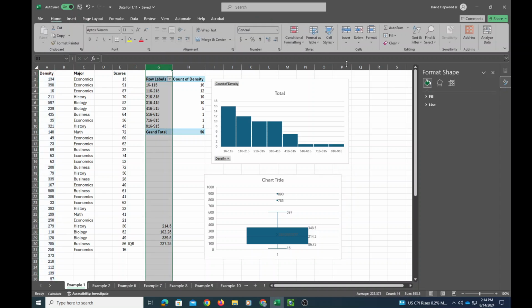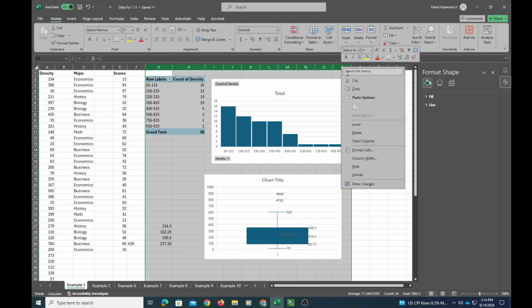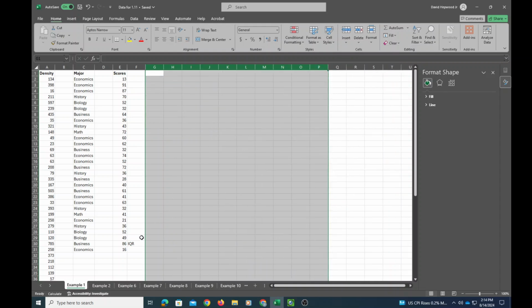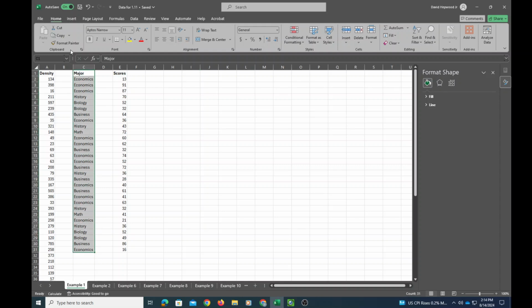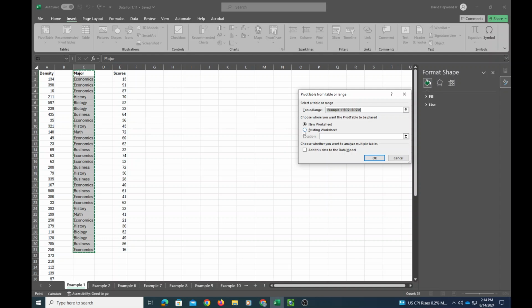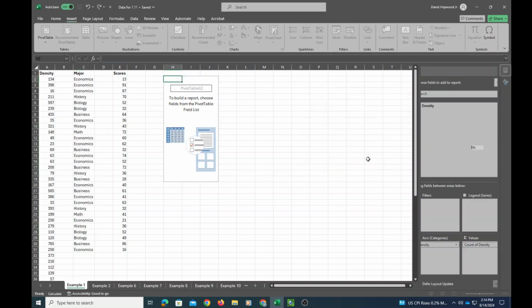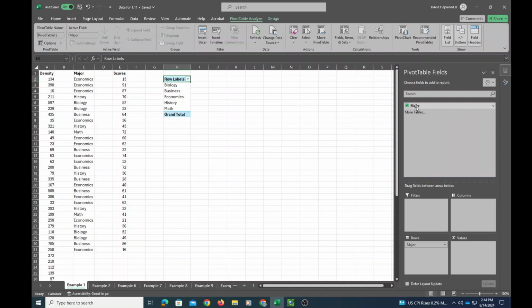I'm going to erase all this stuff so that I have room to work. Okay, so I'm dealing with this data set now, the majors. First of all, let's make a relative frequency distribution. So I'm going to select the data and insert a pivot table. Major and major. It's already counting them, which is exactly what I want it to do. It looks like clearly economics is our mode. Okay, it's the thing that repeats the most.